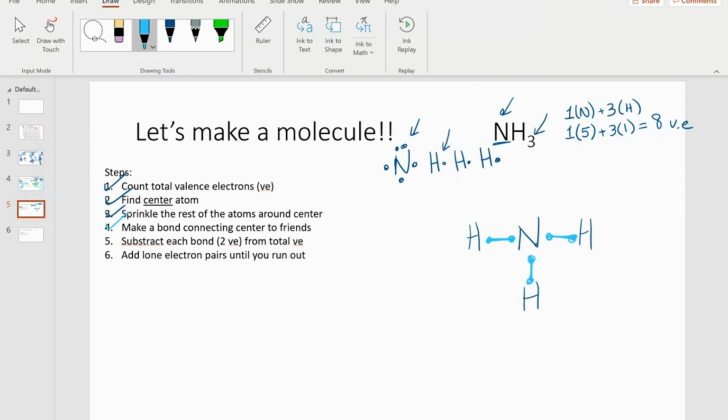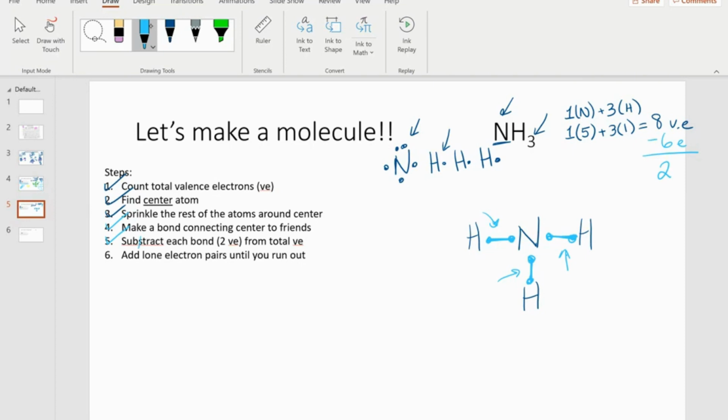All right, so now we're going to subtract each bond from the total valence electrons. So right now, there are 2 electrons here, 2 right there, and 2 right there. So that's 2, 4, 6 electrons. So we're going to subtract 6 electrons from our total. So we end up with 2 left over. So that means we have to do our last step. So we're going to add lone electron pairs until we run out.